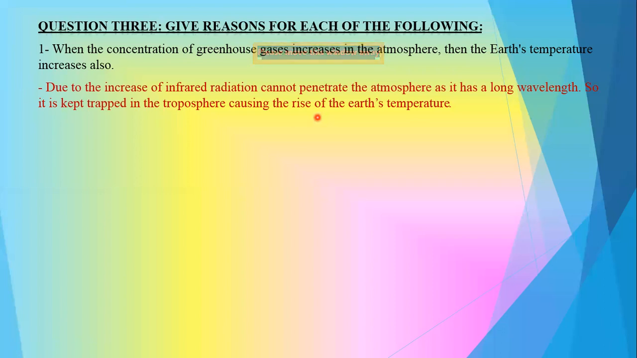It traps it. Why? Why can't it pass through? Because it has a long wavelength. So it's kept trapped, which causes the rise in temperature, or global warming.